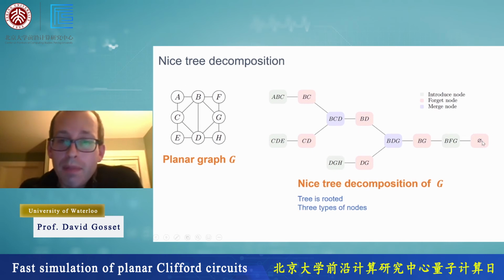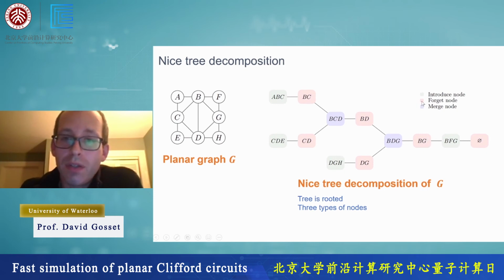Secondly, there are three types of nodes, here coded as green, pink, and purple. The green nodes are nodes where vertices are introduced. They either have no children, in which case all of the elements of the bag are new, or, for example, this bag here, BFG, introduces the vertex F from its child, which only has BG.